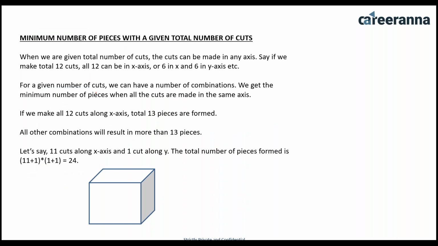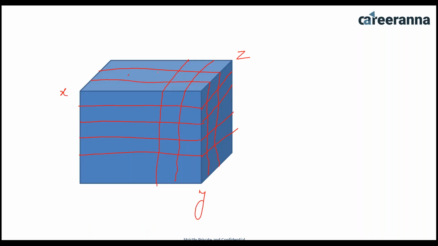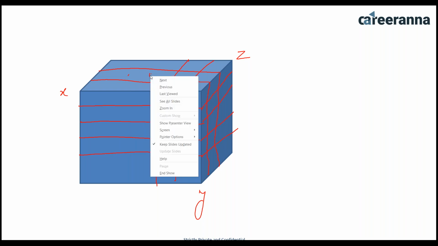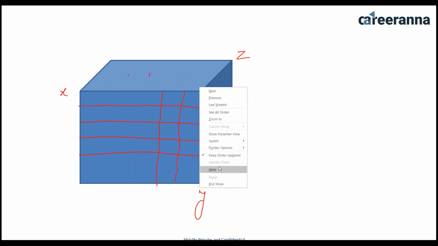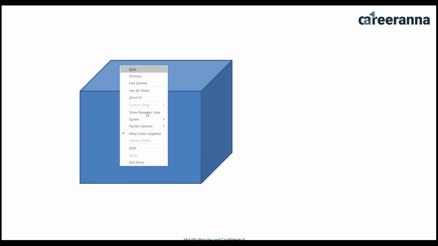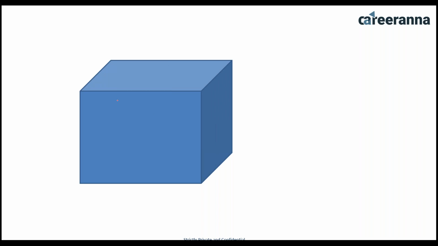Okay, so now we have to consider a case where minimum number of pieces with a given total number of cuts. So guys, let me tell you what I have to find out. As I told you, if I make one cut, I'll get 2 pieces. If I make 2 cuts, I'll get 3 pieces. If I make 3 cuts, I'll get 4 pieces. So what I have done is I have made all the cuts along one axis, which is x-axis. Now, using these 3 cuts, how many pieces maximum can I get?